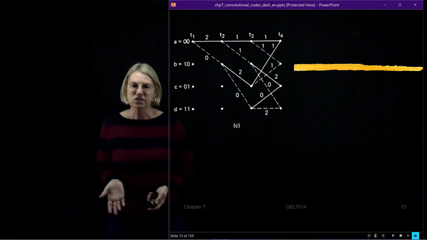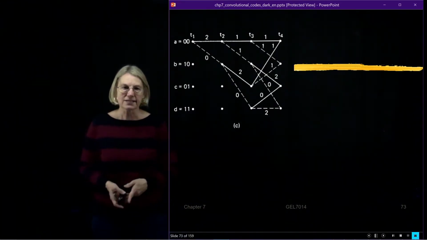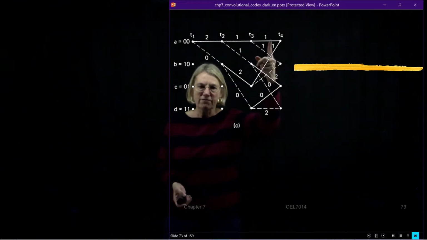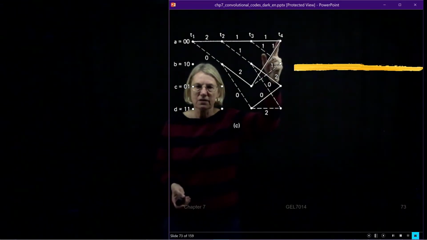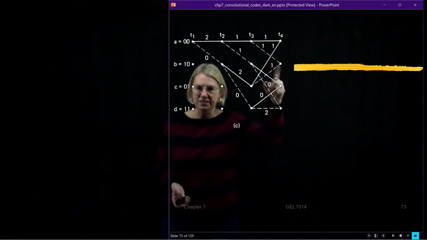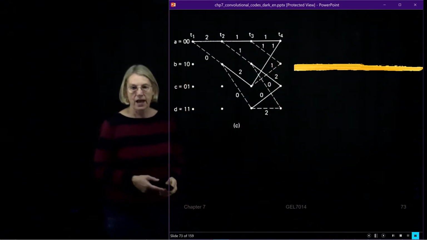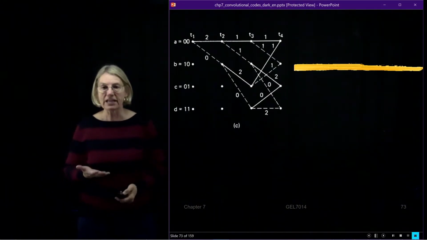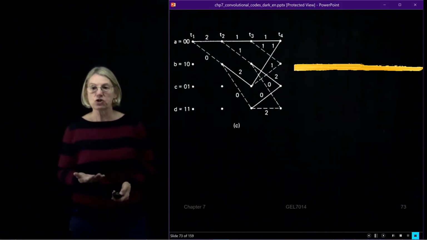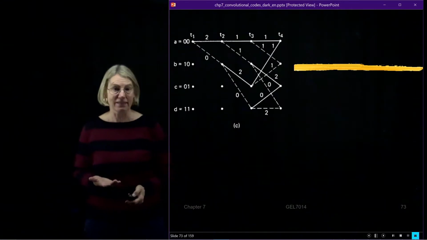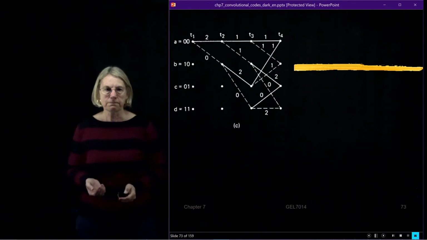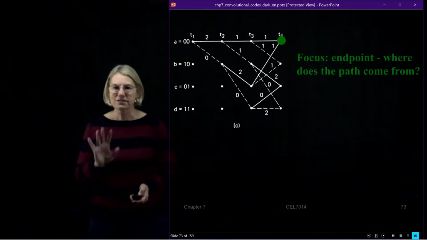Now I get to where things start getting interesting, because now when I get to time 4, I've got 2 paths coming into each one of the states. So I'm going to have 2 candidate paths on each one of the states. And so I'm going to have to do this evaluation of the path metric to choose what is the surviving path.